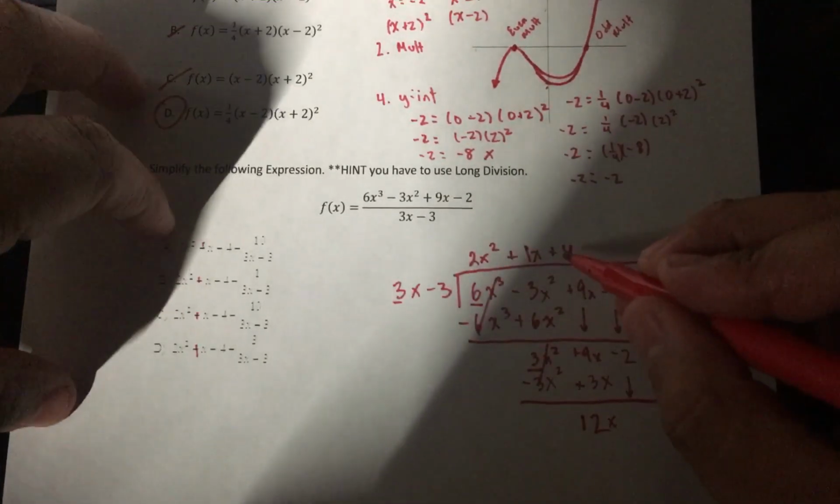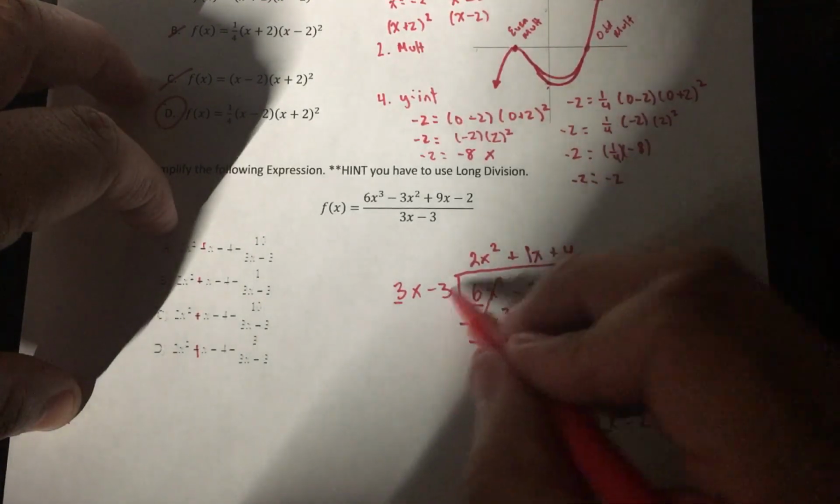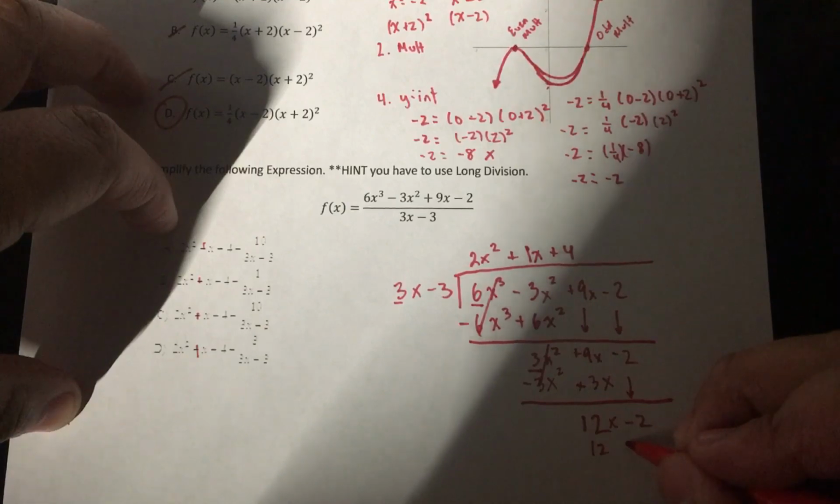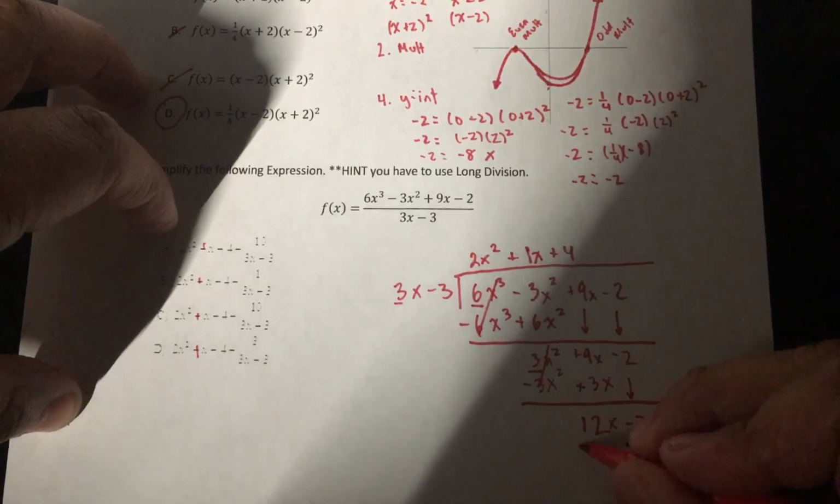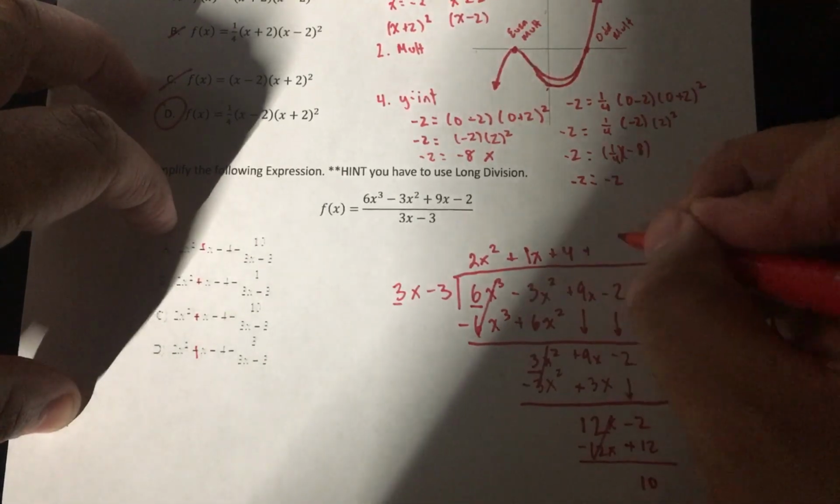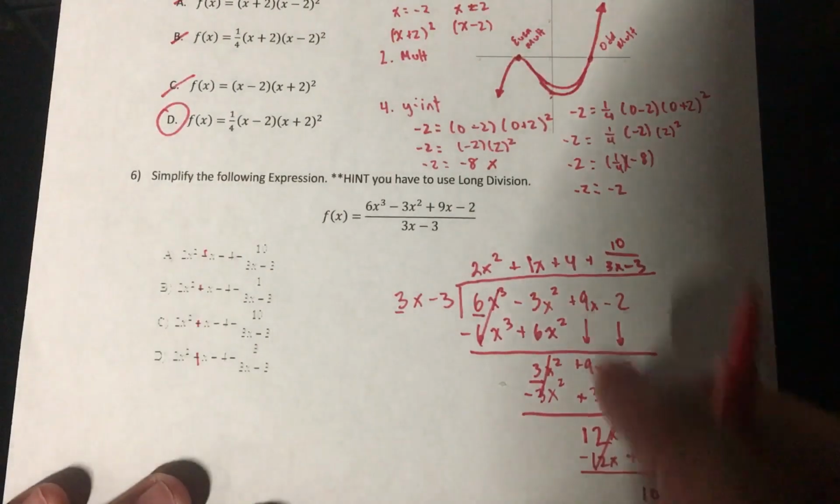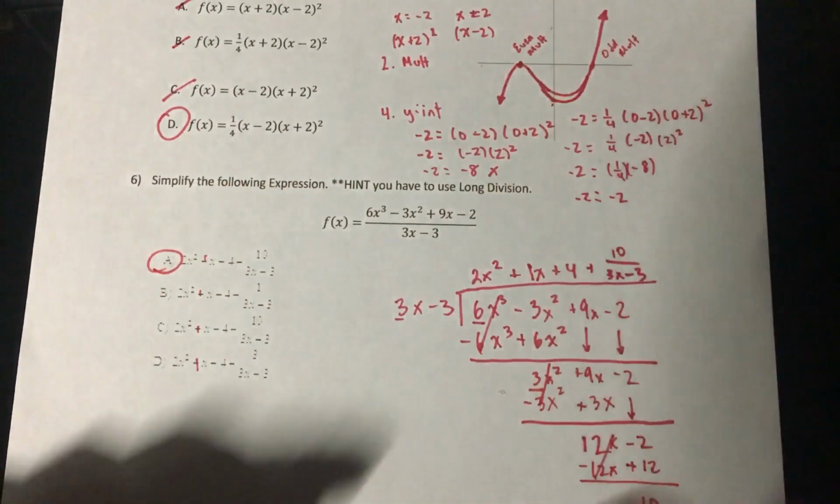And I'm going to start again. Plus 4 times 3x is 12x. And 4 times 3 is -12. But these switch. So this canceled and this becomes a 10. So the remainder here was plus 10 over 3x minus 3, which was answer A.